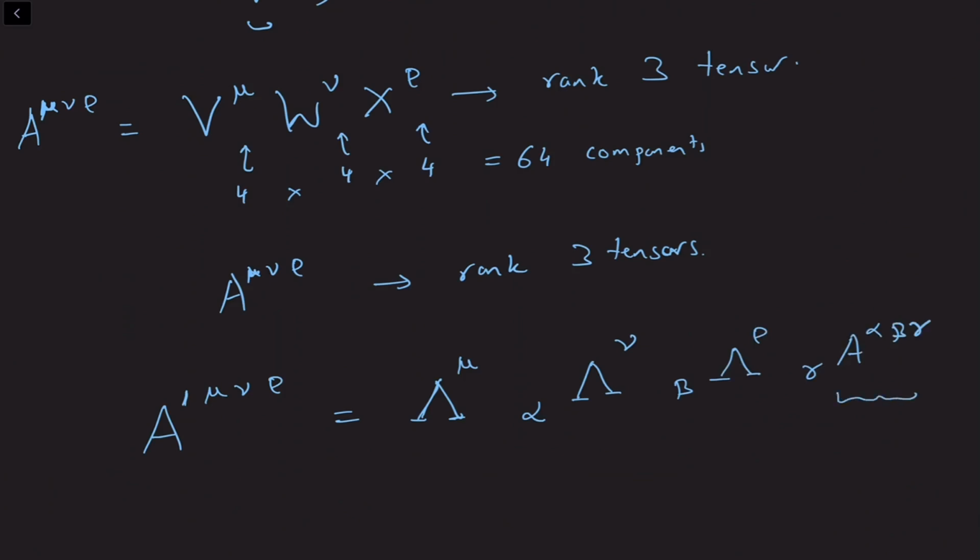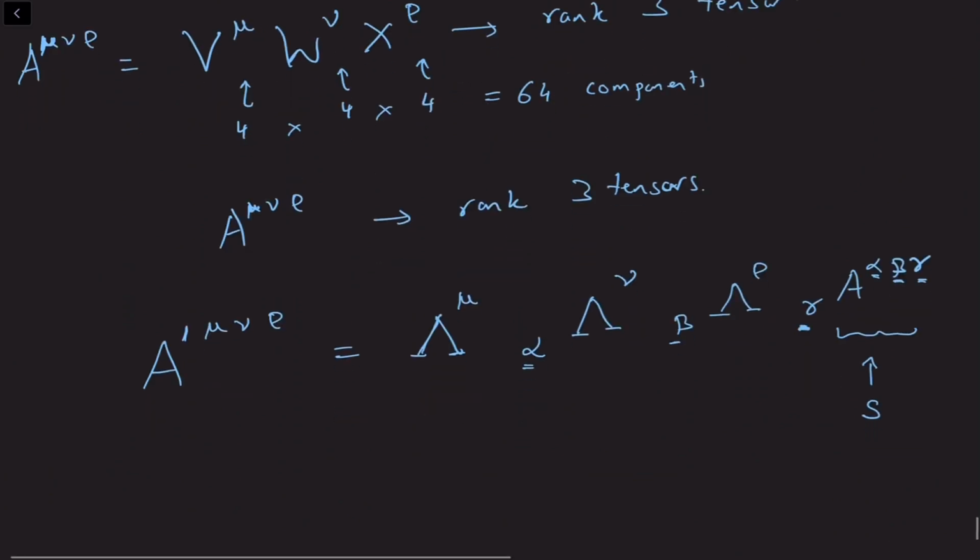So the components A alpha beta gamma are the components of A in the old reference frame S, and there's an implicit summation again over alpha raised in lowered indices, beta raised in lowered indices, and gamma raised in lowered indices. Okay, and this is the transformation law, which is again simple in index notation.